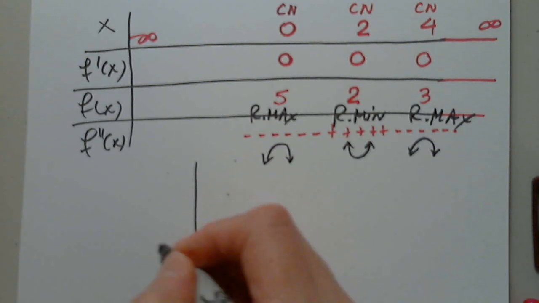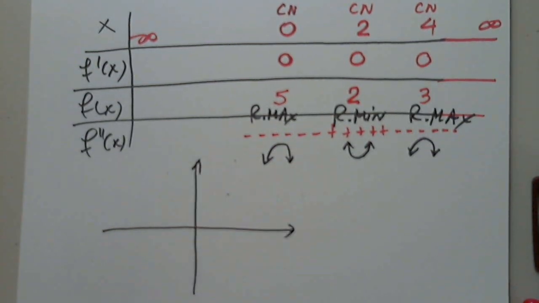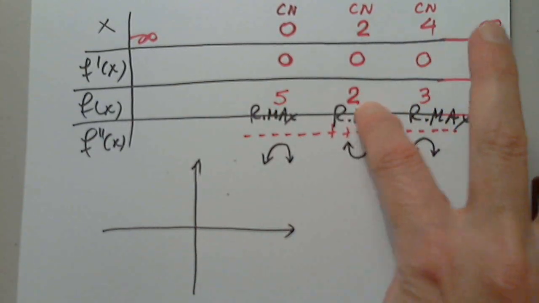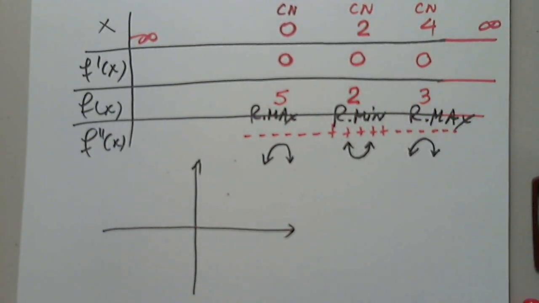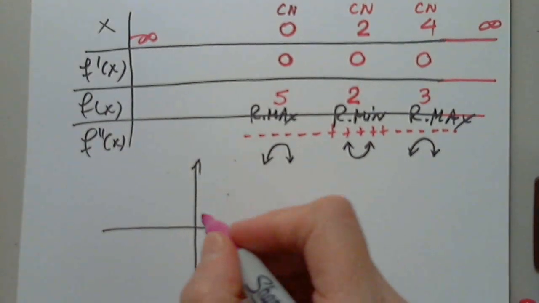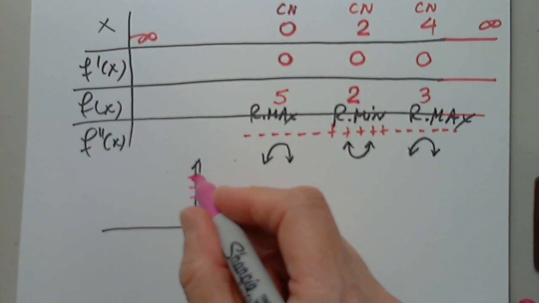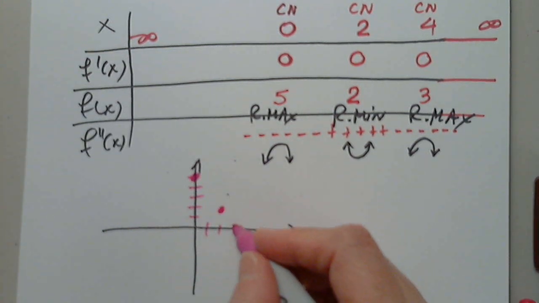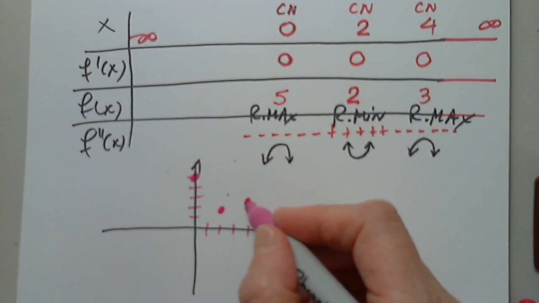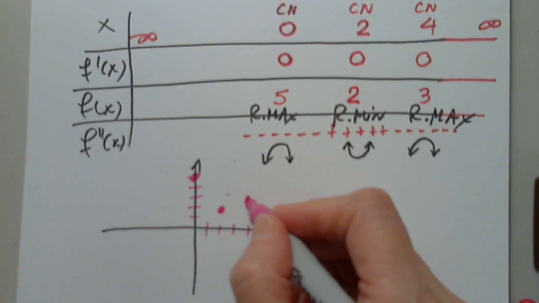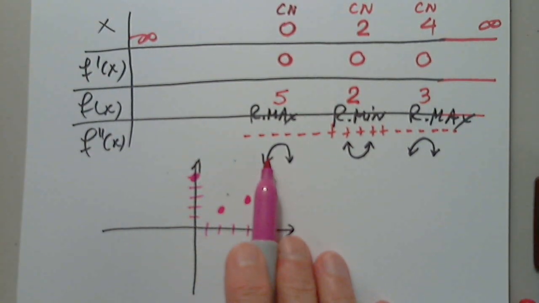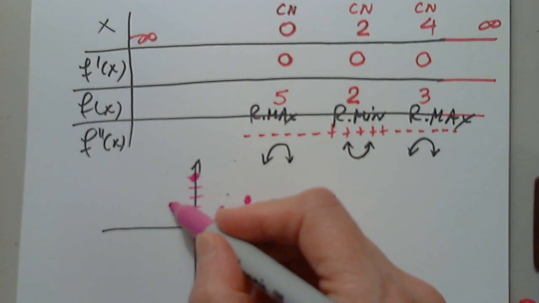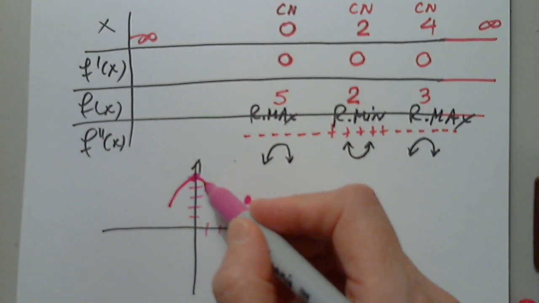I will plot the points first. What points? 0, 5, 2, 2, 4, 3. So 1, 2, 3, 4, 5, 2, 2, and 4, 3. Good. The function opens downward. It has a maximum at 0, 5. Awesome.